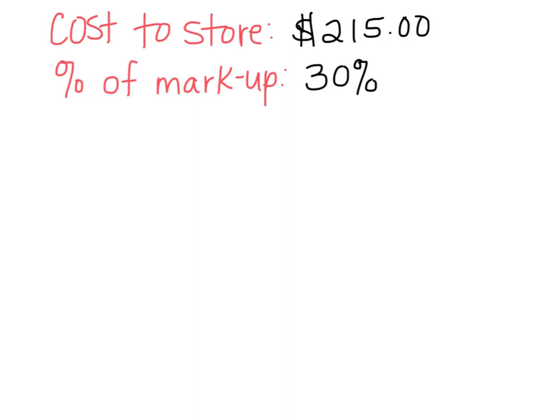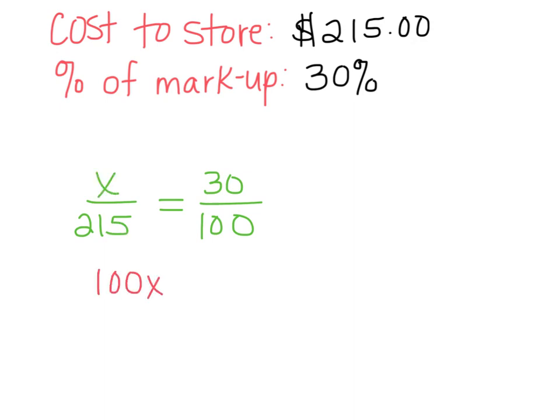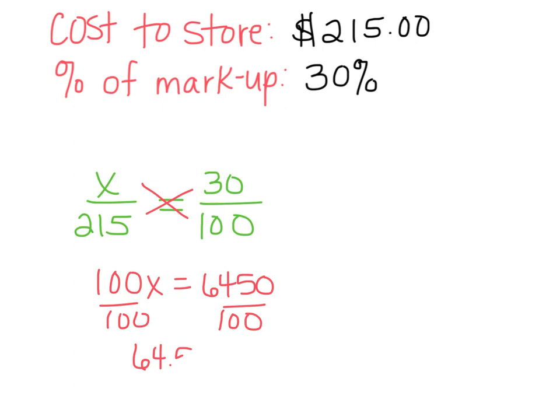Okay, let's check this one out. I'm going to do it with the proportion. So if you set up a proportion, the markup is 30%. That goes over 100. The original cost was $215. I want to know how much am I going to mark it up. So when I do that, I get 100x equals, I'm just doing my diagonals, 215 times 30 is 6450. And then I'm going to divide by 100. And I get $64.50. Okay, now that's just the markup, remember.